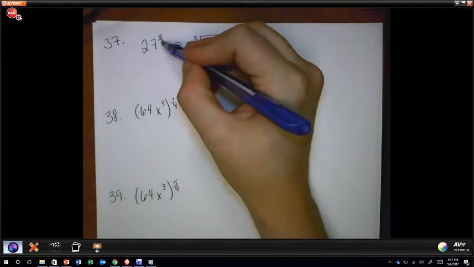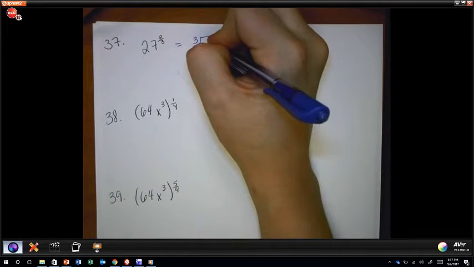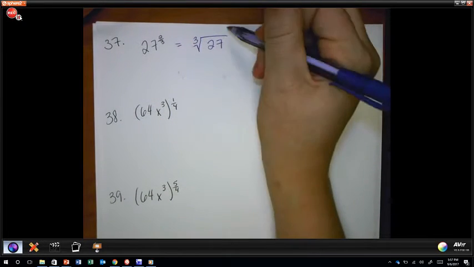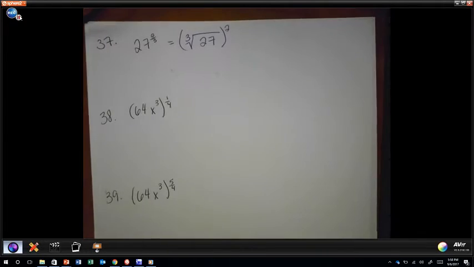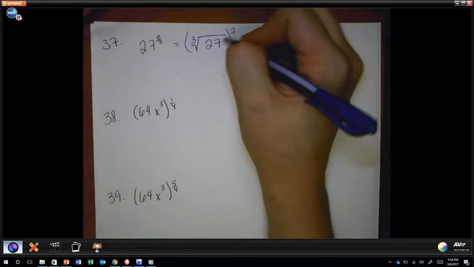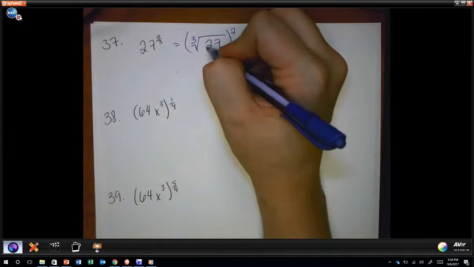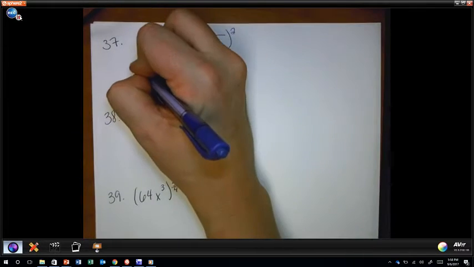My index comes from my denominator, and I can raise 27 to the second power, or I can raise my whole radical to the second power. I chose to do it this way for this problem because I know the cubed root of 27.